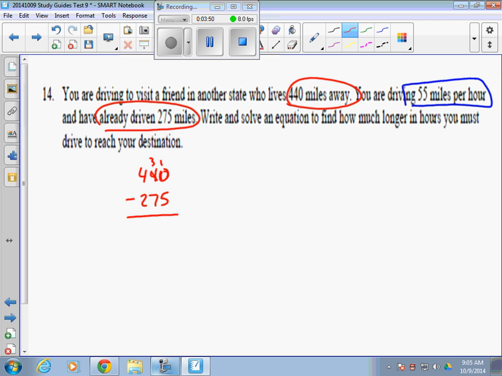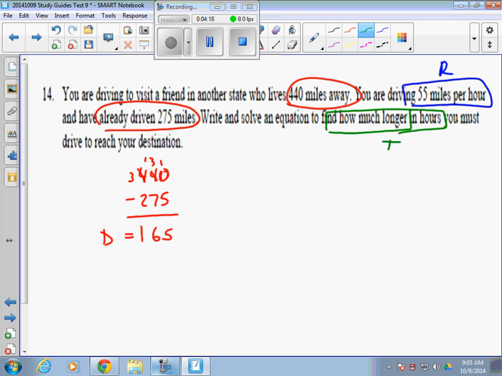10 minus 5 is 5. Borrow again, becomes 3. 13 minus 7 is 6. You still have 165 miles to go. This is your distance. Distance is 165. Your rate is how fast you're going, 55 miles an hour. It says to find out how much longer in hours, that's going to be our time.